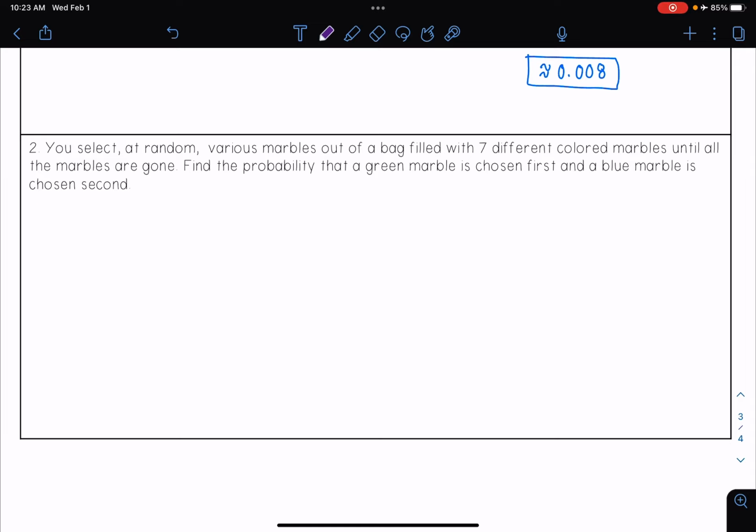So first, the total number of outcomes. There are 7 different colored marbles, and we're choosing them one at a time. We're not replacing them at all. And so we need to see what the total number of possible ways I can draw those marbles is. That can be represented by the permutation 7P7, which we know from our formula is just 7 factorial.